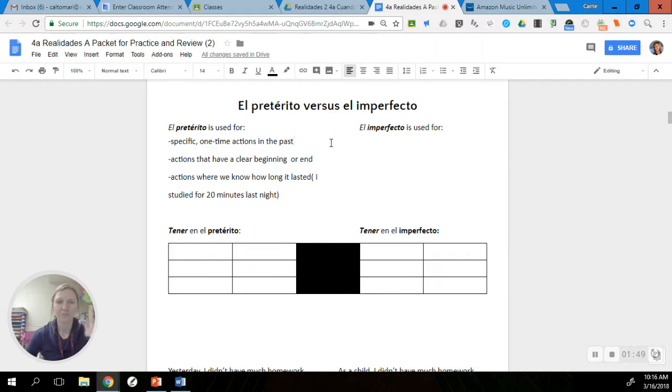So specific one-time actions, actions that have a clear beginning or end, and actions where we know how long it lasted. So very precise. When you think of the pretérito and imperfecto, think of the preterite as your phone, and you're just taking a picture with your camera. It's a one-time snapshot of something that happened in the past. Versus the imperfecto, think of it as you were taking a video with your phone. It was an ongoing event in the past, something that was habitual, something you did over a long period of time.